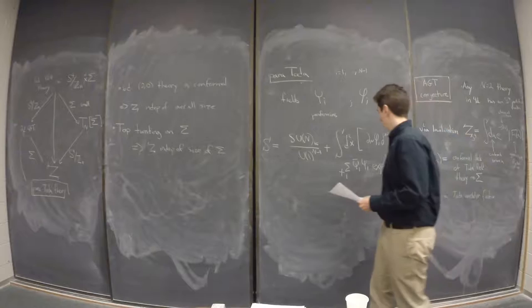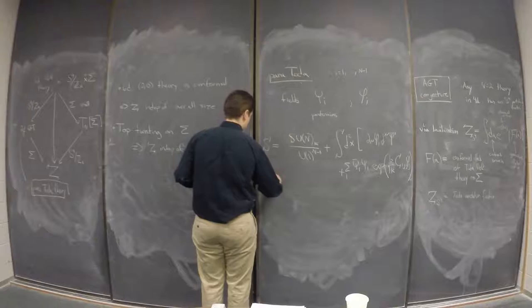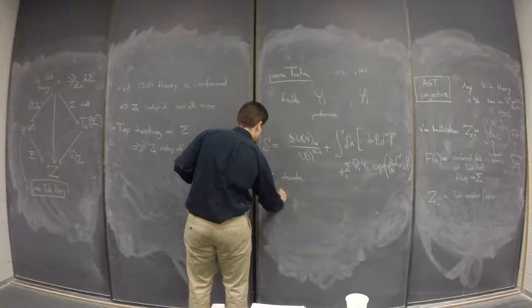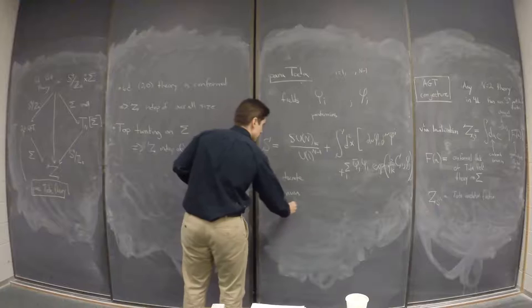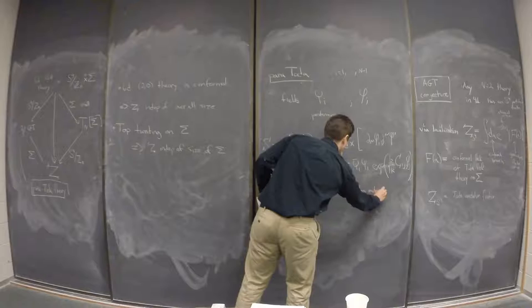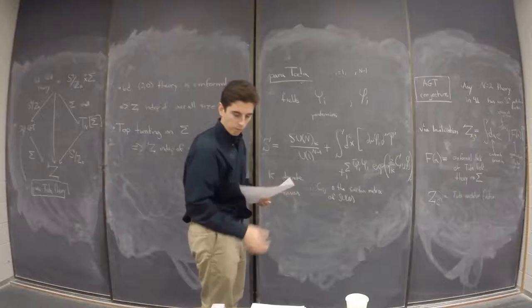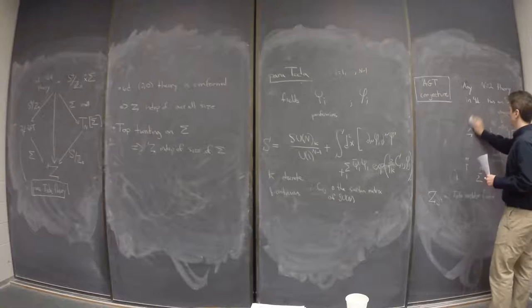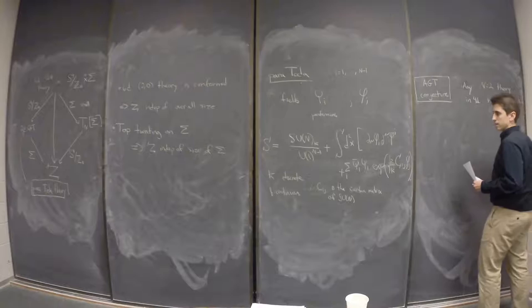So what is k? So k is discrete here. P is continuous. And C is the Cartan matrix of SU. So let's just do a couple reality checks on this action.